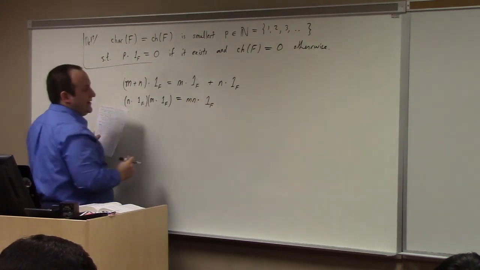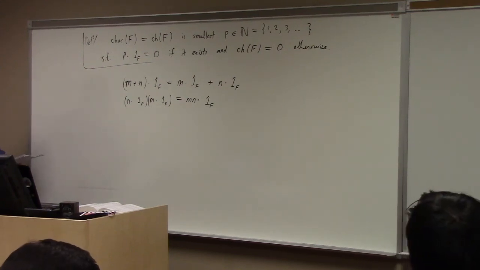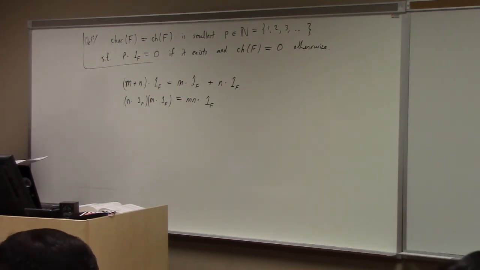Now, I'm going to stop writing 1 sub F because it's getting really old already, and we'll just write 1. But Proposition 1 was that the characteristic of F is either 0 or a prime, all right? So in fact, that positive integer p has to be a prime.